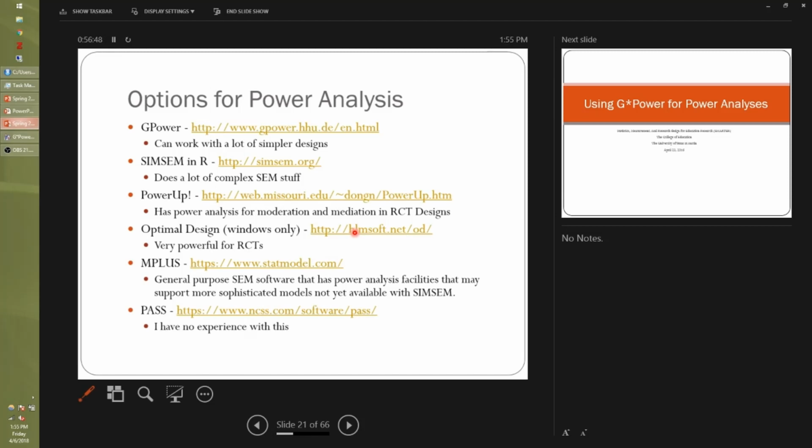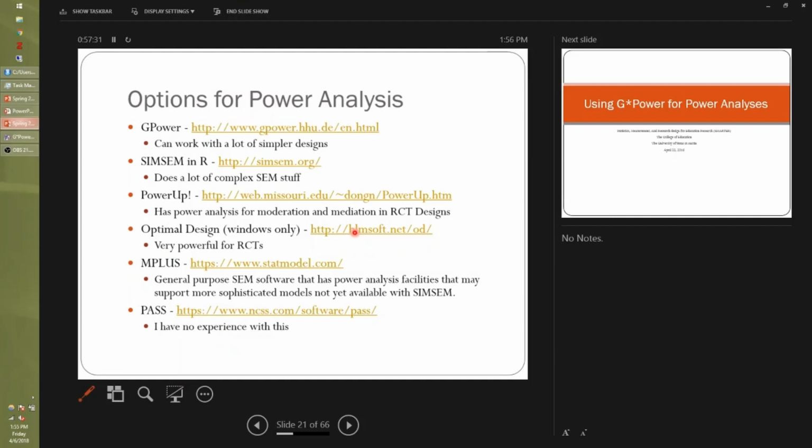So in thinking about power analysis, there are a lot of options. I'm going to talk about G-Power today. I'm also going to talk about SimSim. I focused on them because they're free and they do a lot of things that people ask me to do. There's also PowerUp, which is this Excel-based power analysis. It's good for RCTs if you're interested in doing a randomized control trial. It'll do some of the stuff that G-Power does as well. Optimal Design is a Windows-only piece of software. It's also good for randomized control trials. I don't use it very often because it's even more opaque than G-Power is in some ways. But it is used by people to get RCT power analysis.